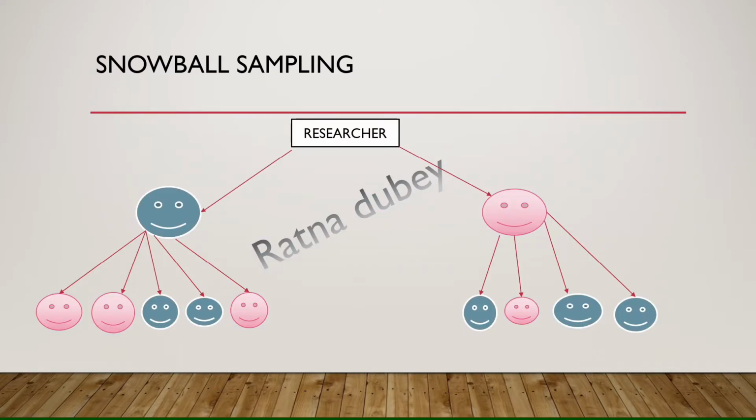Suppose the researcher is there, he selected these two people, first one and second one. Now one person will contact these many people, and this other person, this pink guy, he will be contacting some other people. Now in this way the researcher is able to select these many people, that is 5 over here and 4 over here. So this becomes snowball sampling.